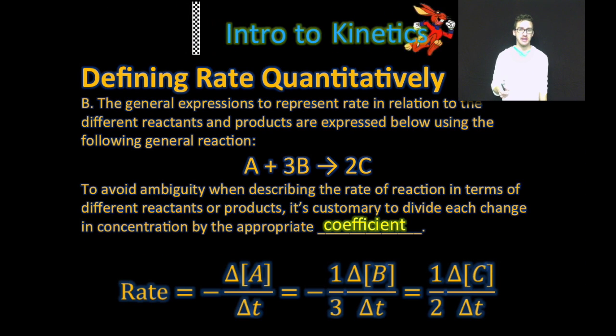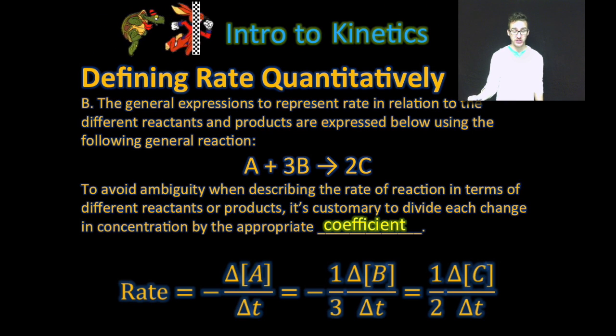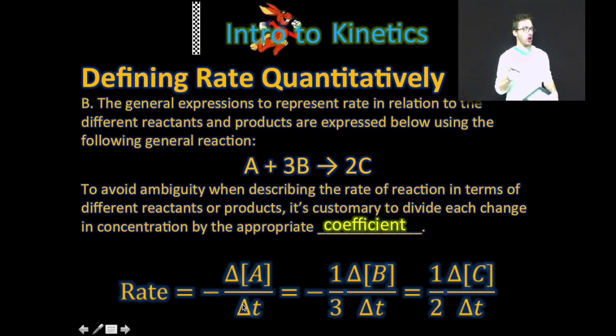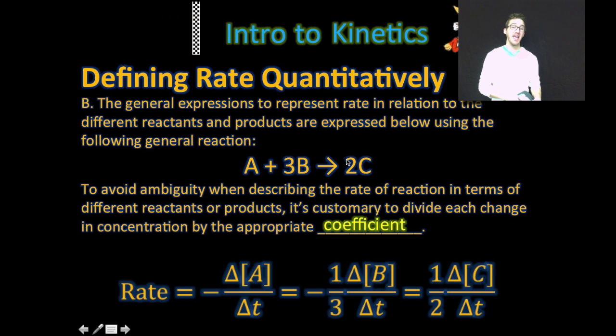And importantly, as you look at the general reaction on your screen, to avoid ambiguity when we're describing rates of reaction in terms of different reactants or products, it's customary to divide each change in concentration by the appropriate coefficient that you see in the balanced chemical equation. So as you look at how we define rate in terms of reactant A, notice that it's divided by a coefficient of 1, or maybe you don't. As you look at reactant B, notice that it's divided by a coefficient of 3. Product C, divided by a coefficient of 2. And again, that sort of eliminates the ambiguity depending on how we define the reaction rate in terms of any of the reactants or products.